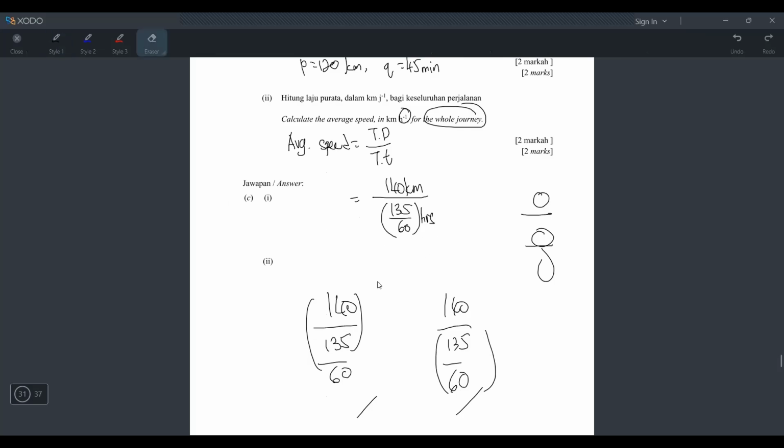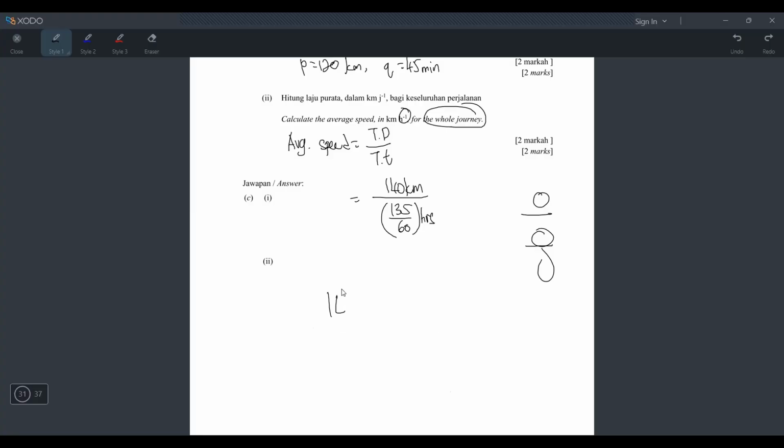If you don't put the bracket and you press the calculator, the calculator will assume it's like this. Then it's wrong already. So remember, if it's 3 levels, make sure you open bracket. So what should you press now? 140 divide open bracket 135 over 60. Or 140 times 60 divided by 135.